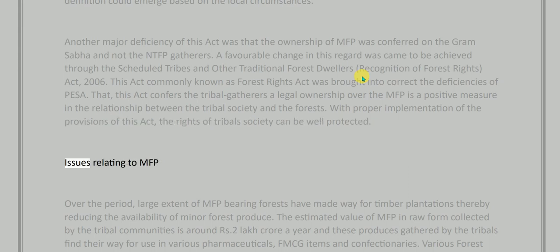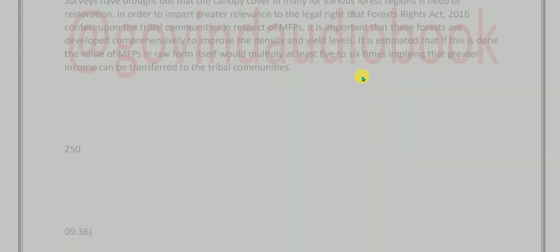Issues relating to MFP. Over the period, large extent of MFP-bearing forests have made way for timber plantations, thereby reducing the availability of minor forest produce. The estimated value of MFP in raw form collected by the tribal communities is around 2 lakh crore rupees a year, and these produces gathered by the tribal communities find their way for use in various pharmaceuticals, FMCG items and confectionaries. Various forest surveys have brought out that the canopy cover in various forest regions is in need of restoration.